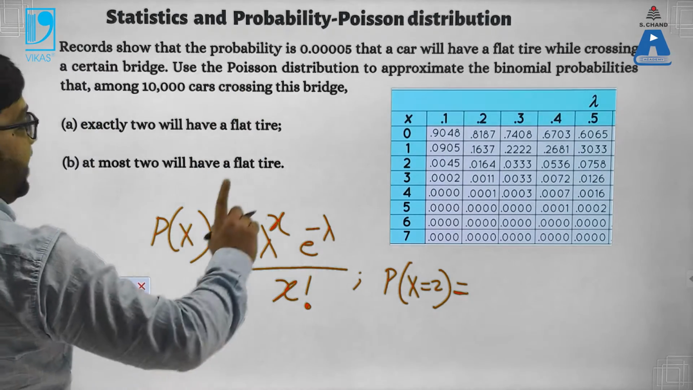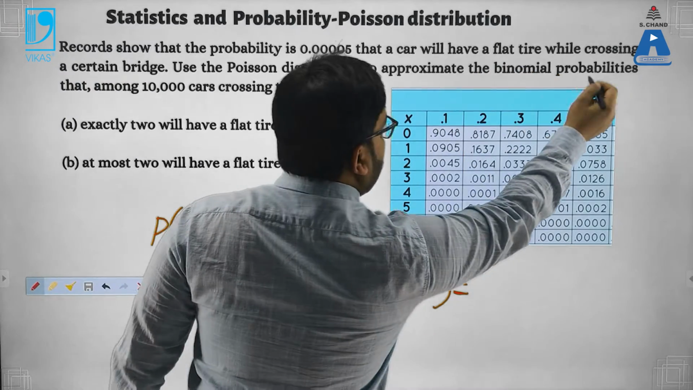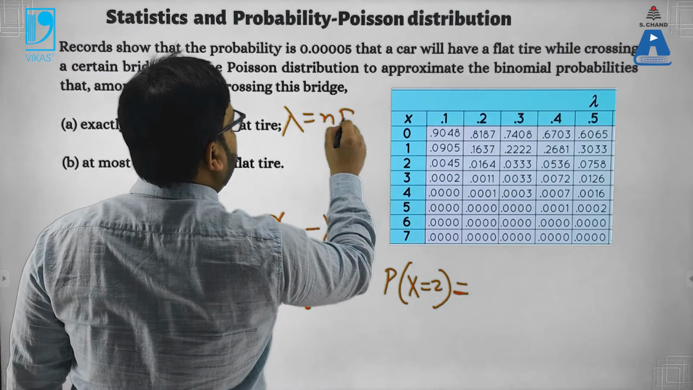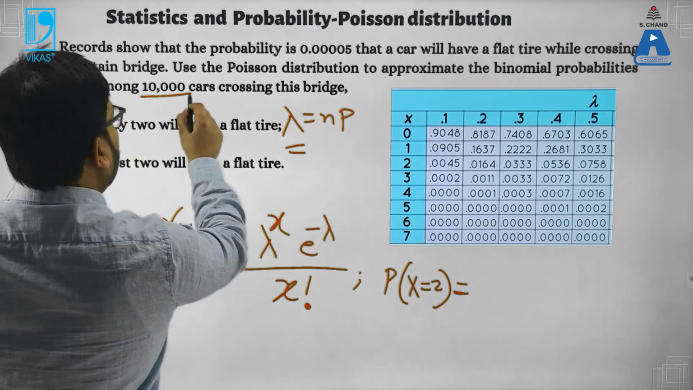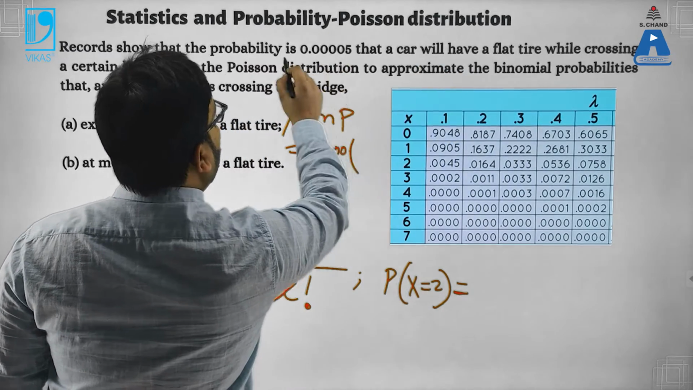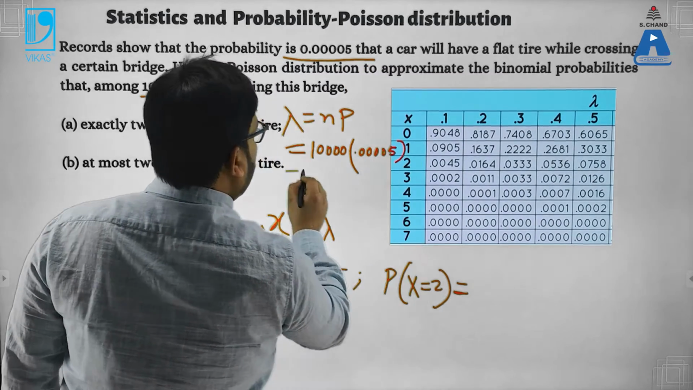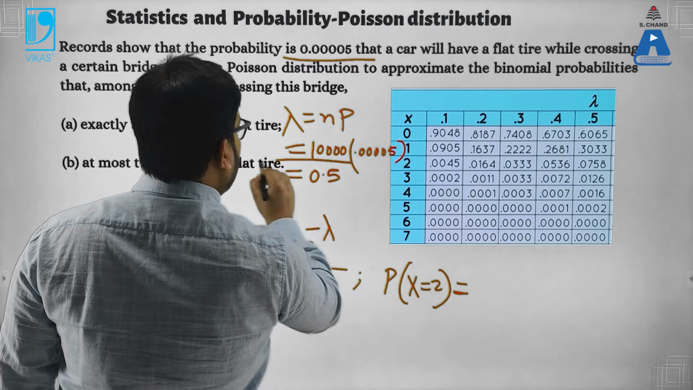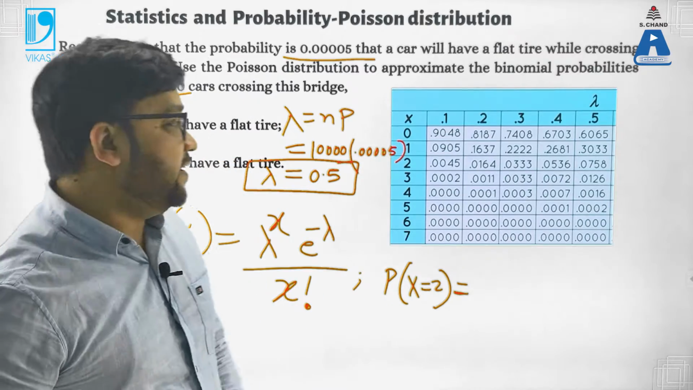What is the value of lambda in this case? Lambda I know is n times p, right? What is n here? It is this number, 10,000. And what is the probability of one car going flat? This is 0.00005. So this is 0.5. That is the value of lambda for this case here. The value of lambda is 0.5.